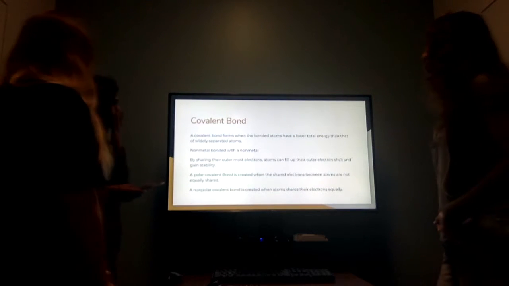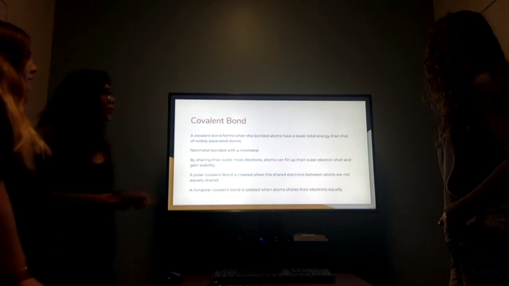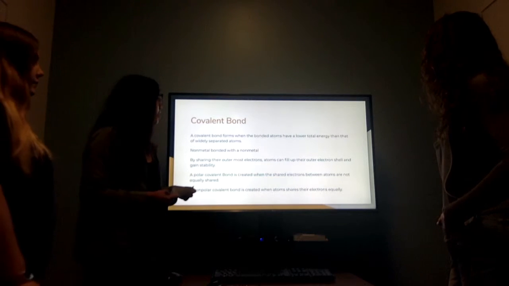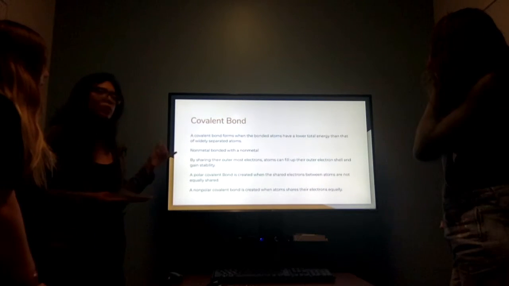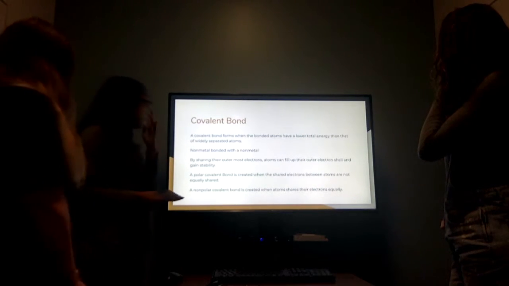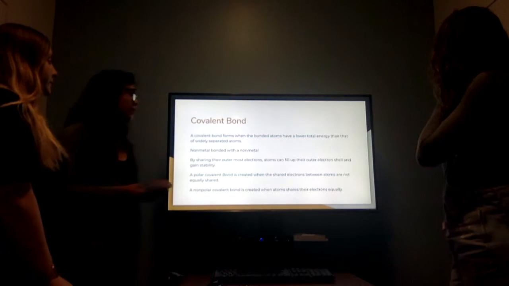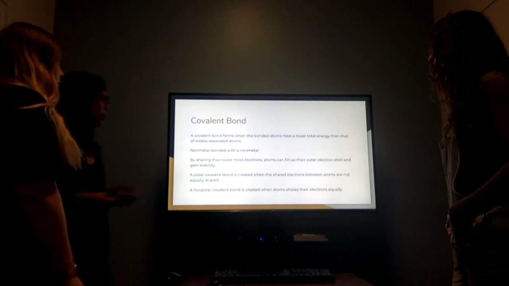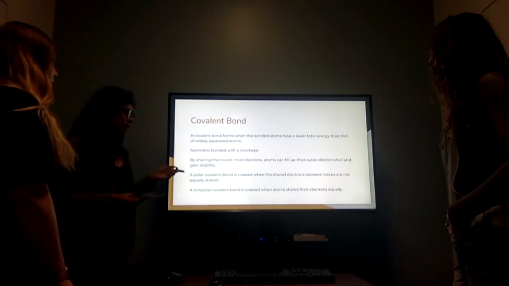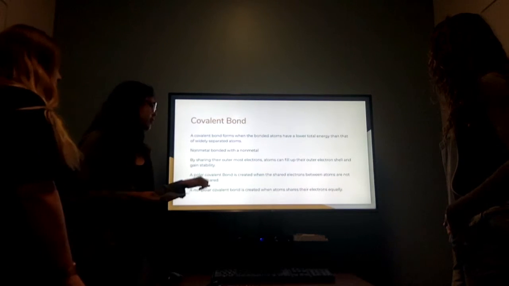Okay, covalent bond. A covalent bond forms when bonded atoms have a lower total energy than the widely separated atoms. These are nonmetals bonding with nonmetals. By sharing their outermost electrons, atoms can fill up their outer electron shells and gain stability. You can see in the video that we also have the polar covalent bond and the nonpolar covalent bond.